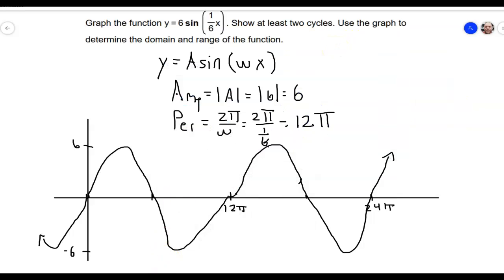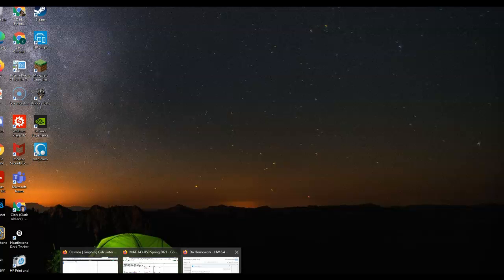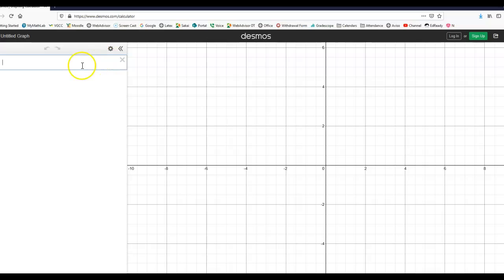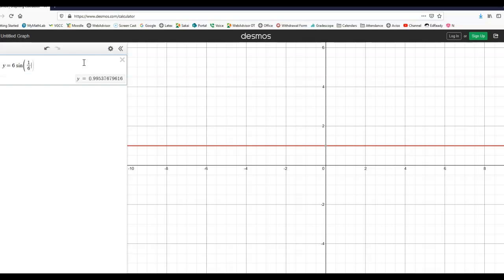And now I want to use Desmos. So I am going to go to Desmos. Pull this over here, and y equals 6 sine of 1/6 x.